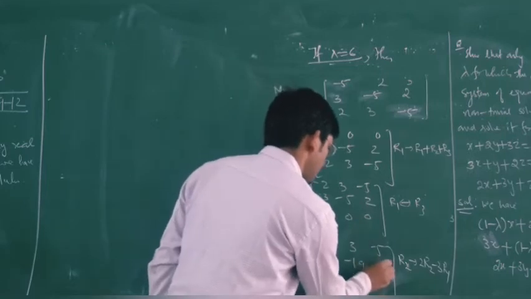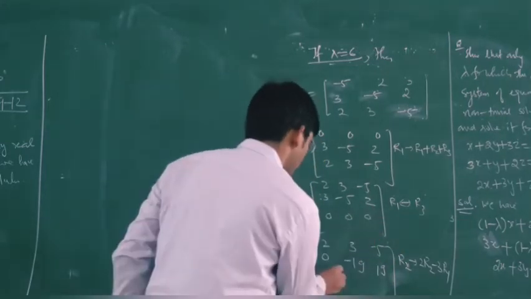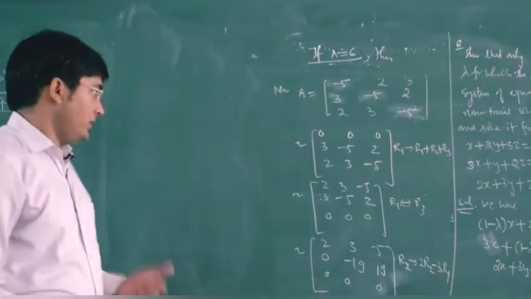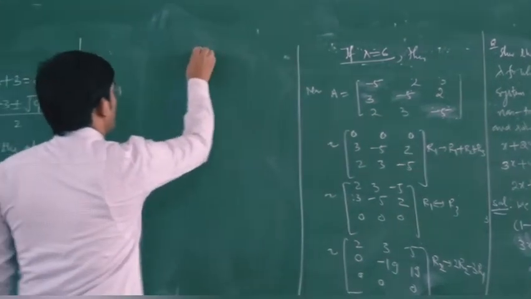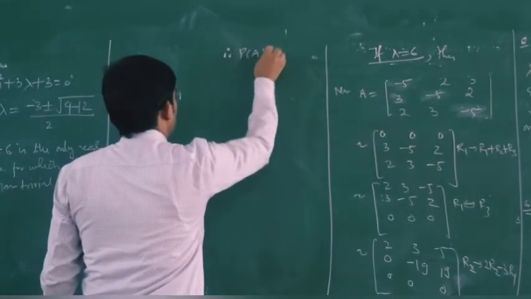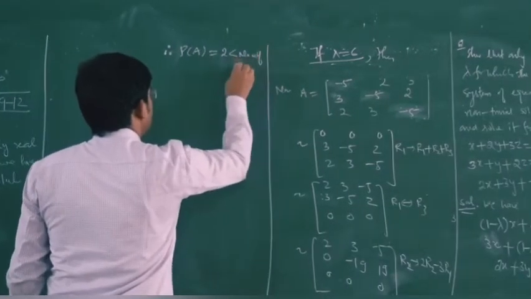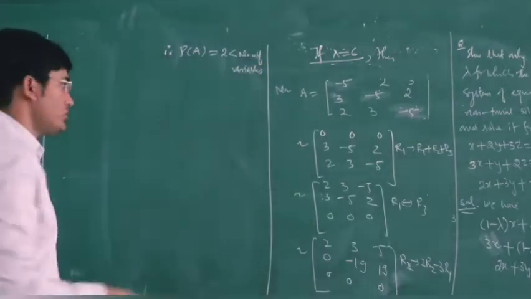So plus 19 is here, 2 to the 4 plus 15. And then we have 0, 0, 0. Now from here you can see that the rank of the matrix is 2. Therefore, rank of A is 2, which is less than the number of variables. So we will have a non-trivial solution.